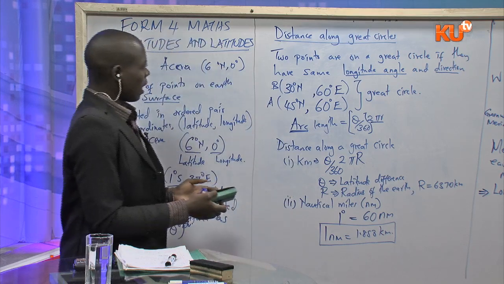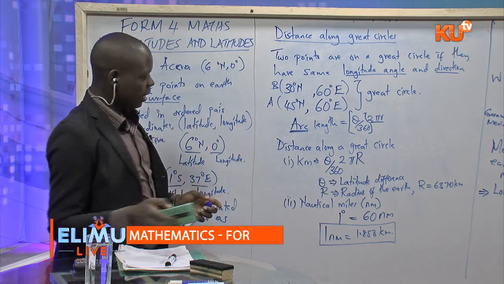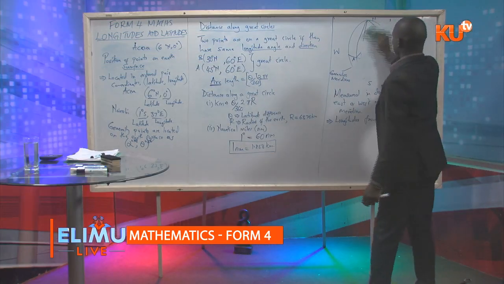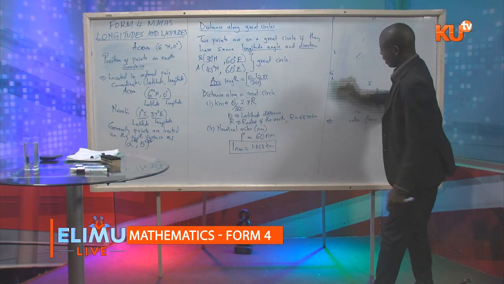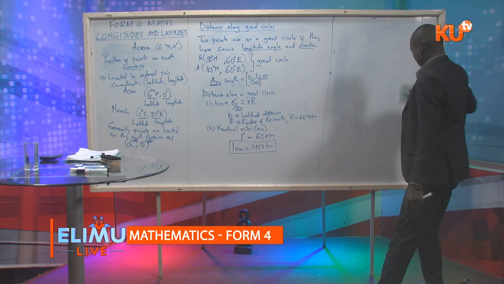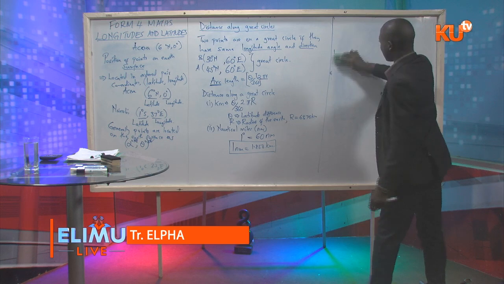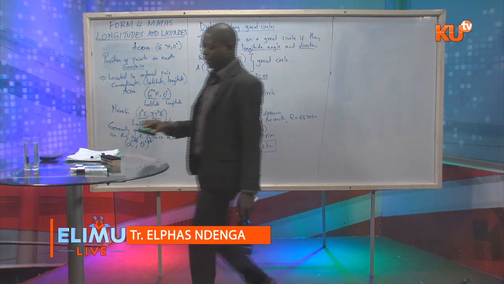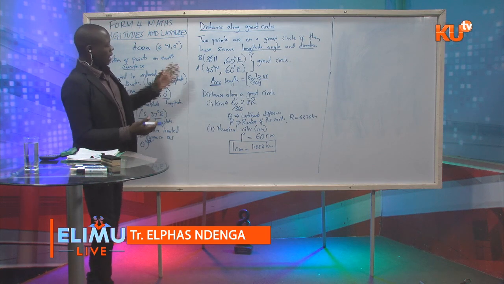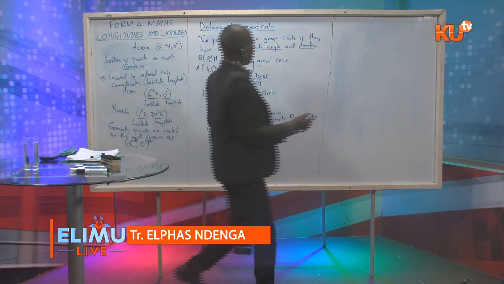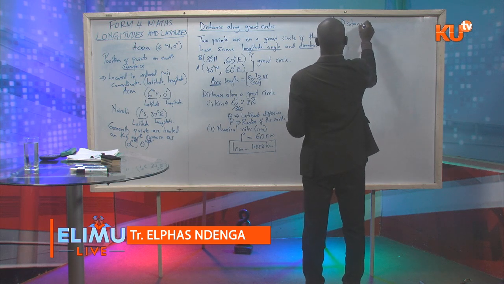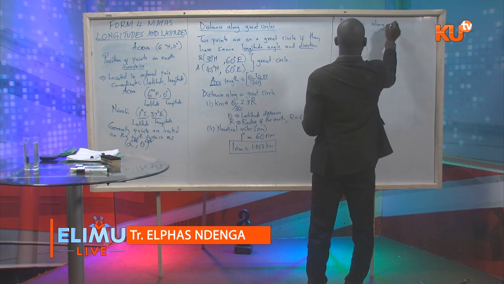I want also to look at a small circle, then be able to discuss now the questions that we have, so that we can now do it as one. Because you find that these questions that we'll be discussing comprise both a small circle and a great circle together. One question has both the small circle and the great circle. So it is important I discuss the small circle, and then we can be able to handle the questions all together. So we have distance along a small circle.